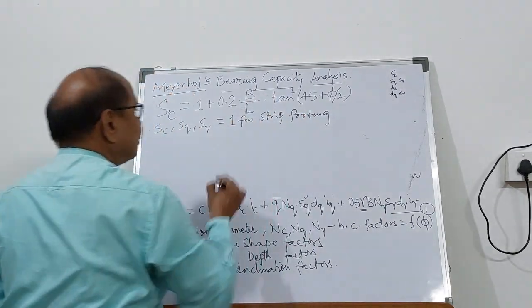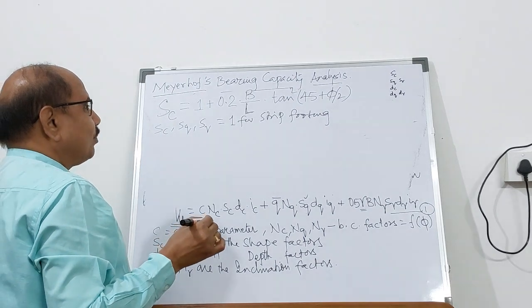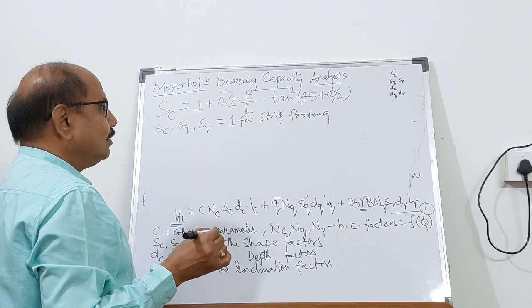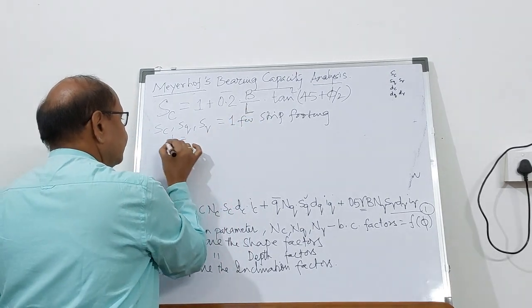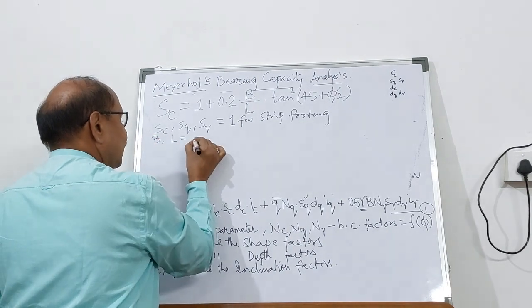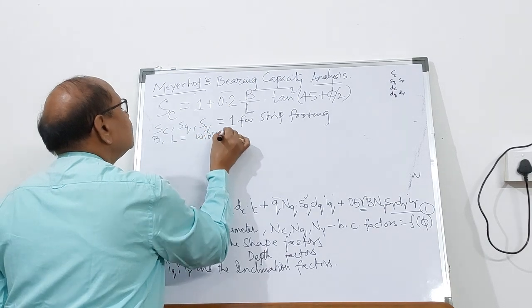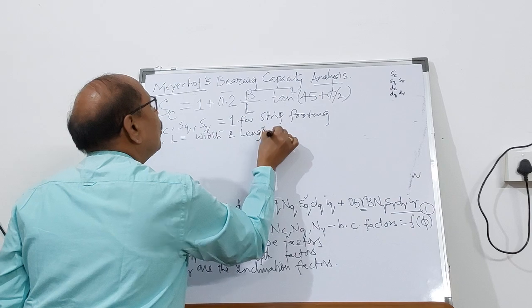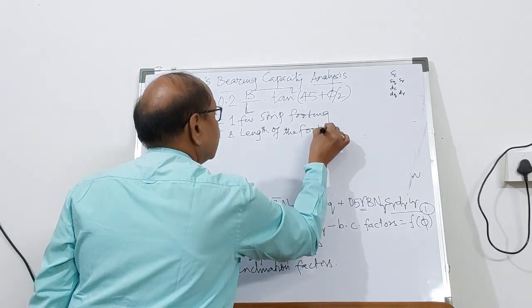For other shapes, this is a shape effect. Sc has been taken as 1 plus 0.2 B by L, where L is the length. B and L are width and length of the footing respectively.